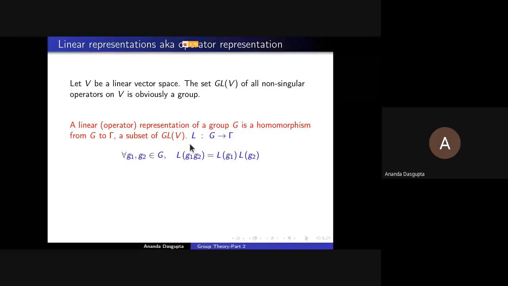So this is the basic demand that you are making, that the map L, which maps from capital G to gamma, where gamma is just some subset of GL(V). So all the results that you get in gamma, that is L of small g, has to be a non-singular linear operator. And L(g1 g2) has to obey this particular property. That's the most important property that we have.